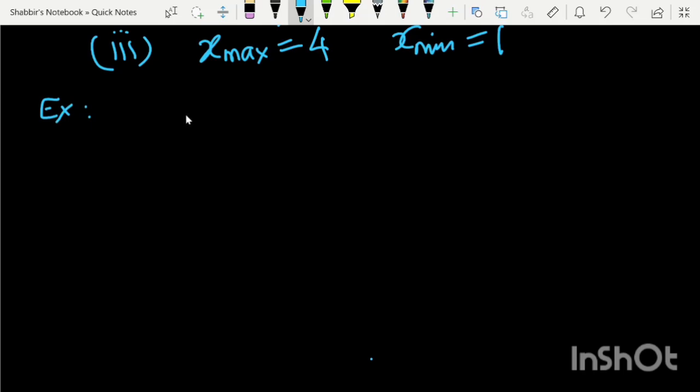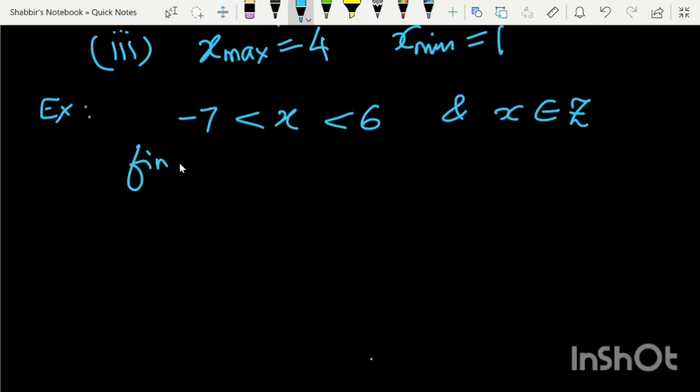Now, for example, x is given to be -7 to 6 and x belongs to Z. We know that Z is a set of integers. Then find the number of solutions of this inequality. Number of solutions means the number of integral solutions satisfying -7 to 6.